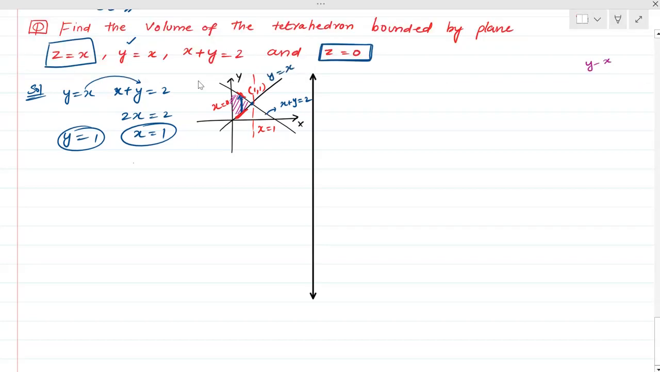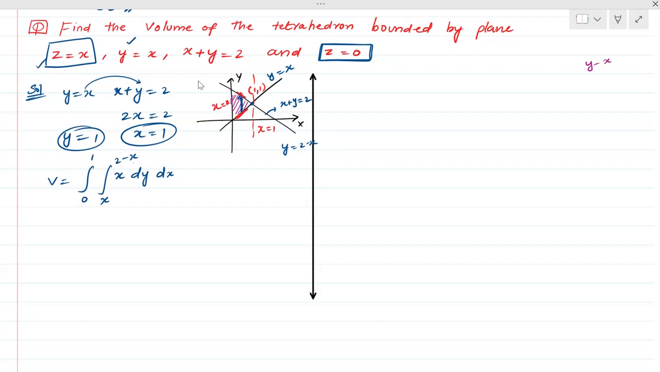So what happened here? The double integral. The volume is given by the integral where the z function is given as x, and we have to calculate the limit of y, so it is dy. What is the limit of y? The y value goes from y equal x to y equal 2 minus x. Is it right? 2 minus x. And what about the dx outer limit? The outer limit is 0 to 1.